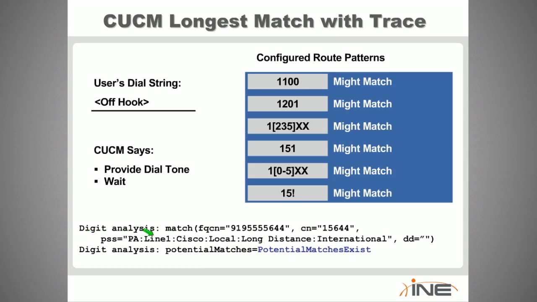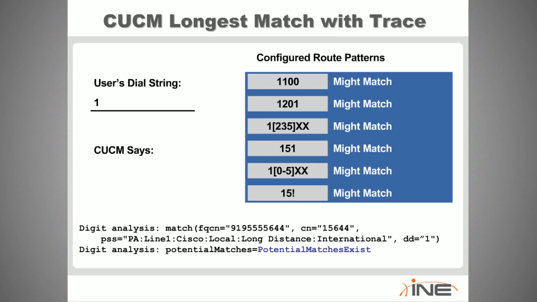Here we see that this user has partition PA, line 1, partition Cisco, partition local, partition long distance, and partition international. Within all of those partitions can be searched for the DD, the dialed digits. And right now, the user's only gone off hook, so there are no dialed digits. So currently, the digit analysis says potential matches exist. In other words, are there any? Currently, potential matches do exist. Anything in the numbering plan exists when all we've done is go off hook.